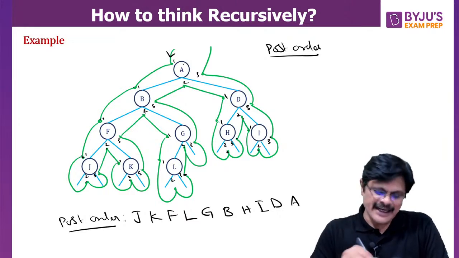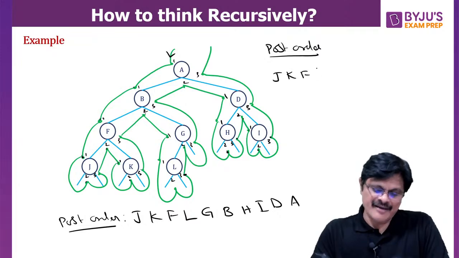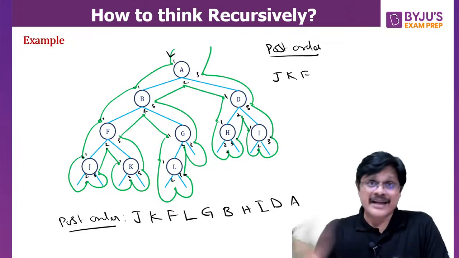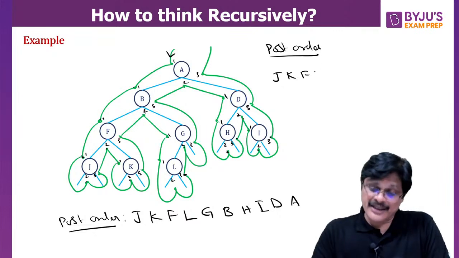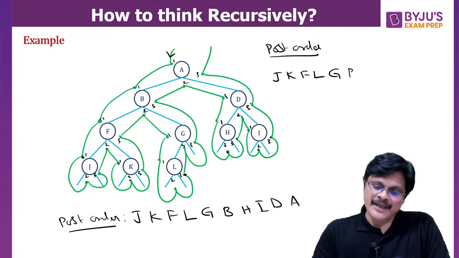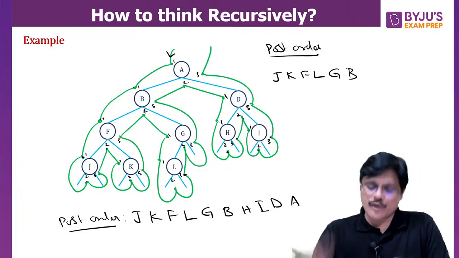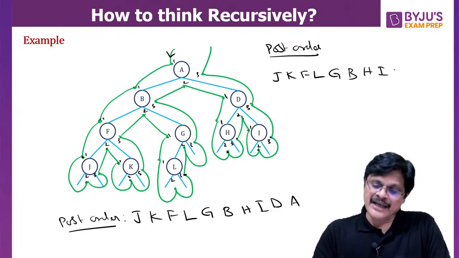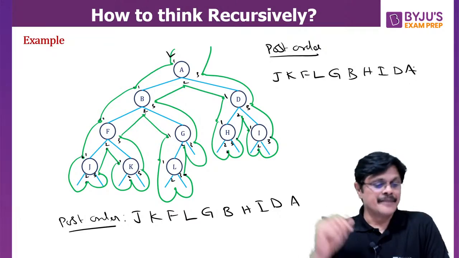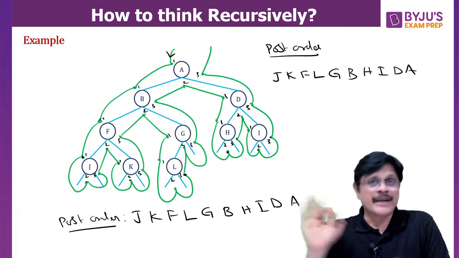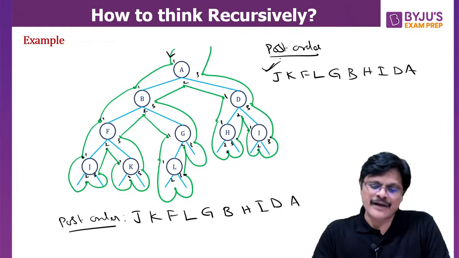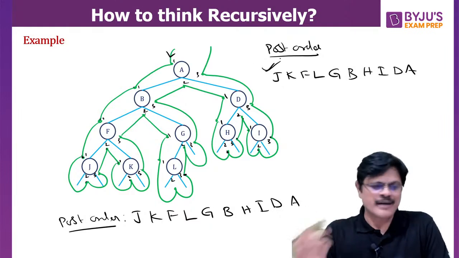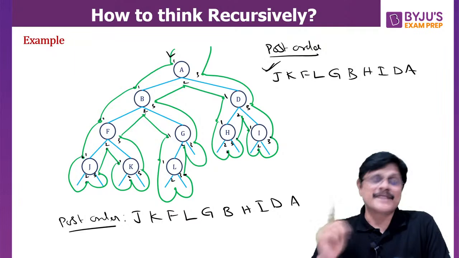So left, again left. In that, what happens? J, K, F. Then the right subtree recursively in post order manner, that is L. Right subtree missing, so G, then B. Now again the right subtree in post order means H, I, and finally A. So that is the idea one needs to develop, my dear friends. Directly if you can write, the answer will be the same, it will not be different, but one should always develop that idea.